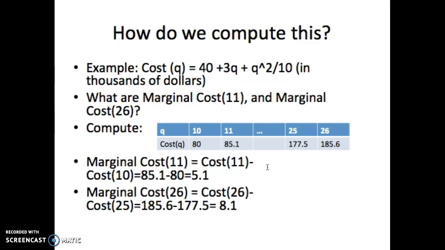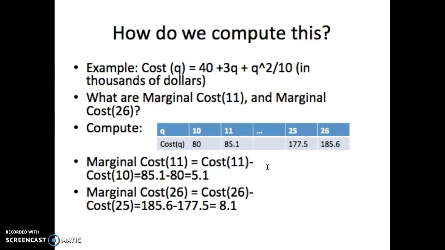And you would then find that the marginal cost of 11 is the cost of producing 11 items minus the cost of producing 10. So in this case that would be 85.1 minus 80. And so the marginal cost would then be that difference, 5.1. So you would say that producing that 11th item would have an associated cost of $5.1 thousand.